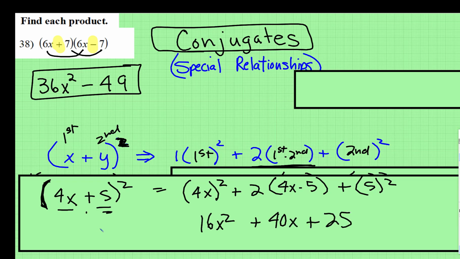So you can go directly from that to this. You don't have to do all that stuff. If you remember that pattern, you can go directly from here to here. That's it for this one.